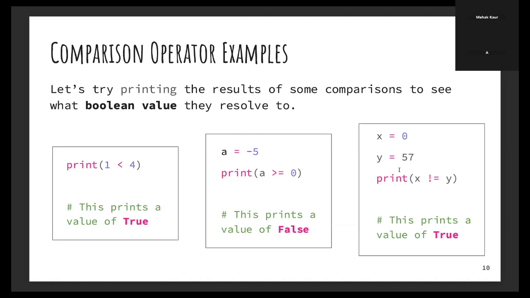So which one? For the one on the very left, actually it's right there. The true value is right there. But yeah, it's going to be true. Perfect. Awesome. Yeah, so this one is going to be true because 0 is not equal to 57. So wait, sorry, 0 is not equal to 57. Yeah, so that statement is true. So it's going to be true. Okay, perfect.